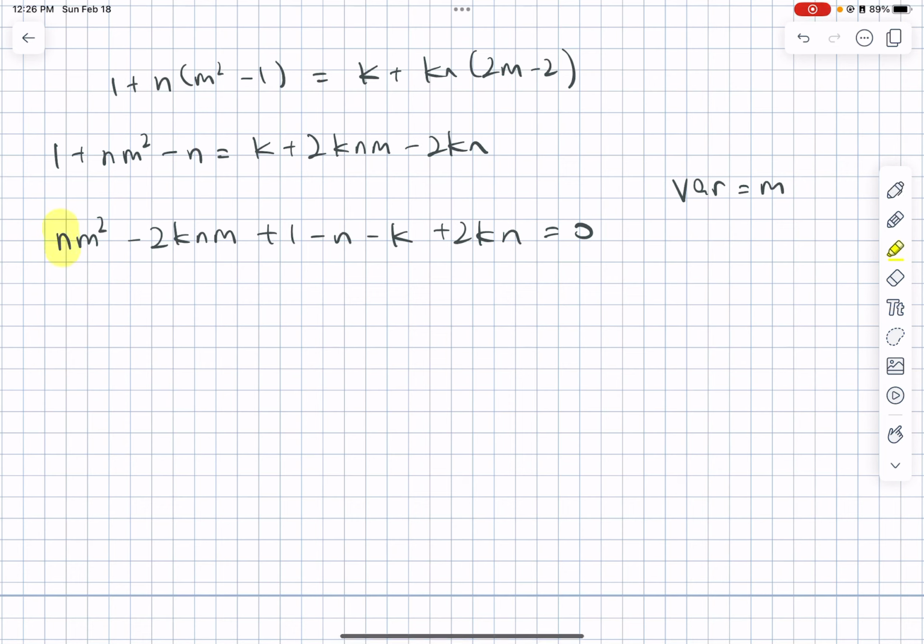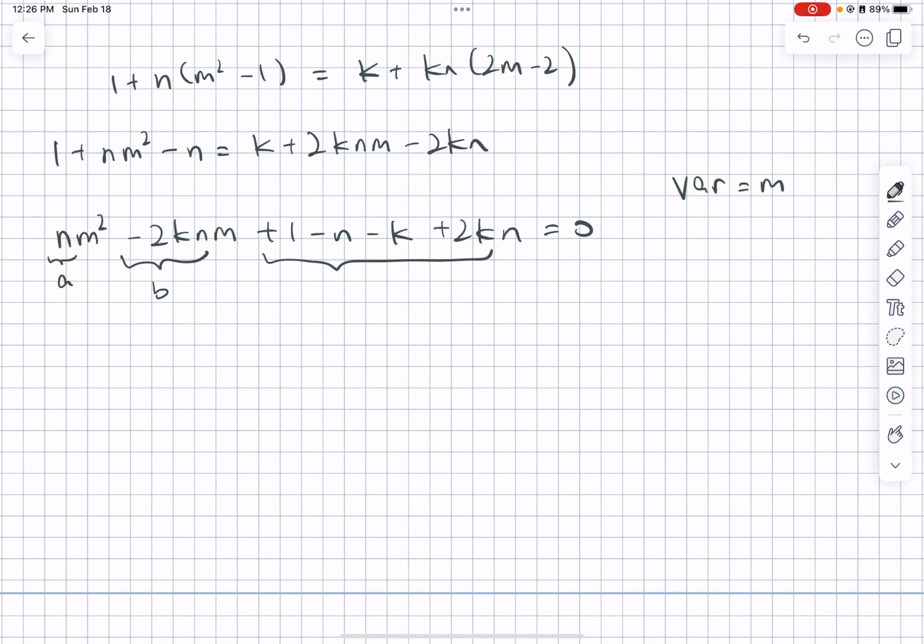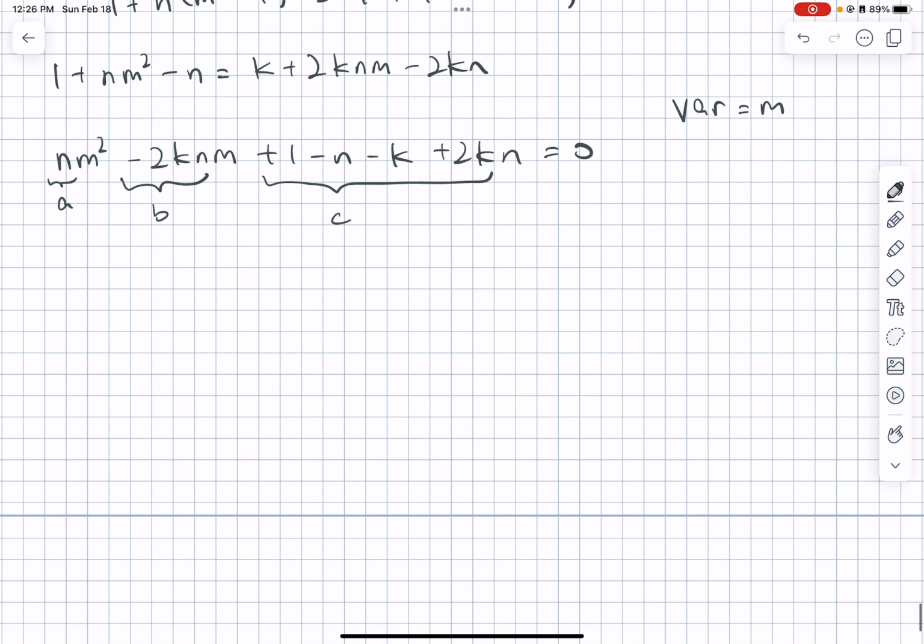So we're going to have n. These are the constants here. This term is going to be a. This term is going to be b. And this term here is going to be c, the constant. This is the way we write the quadratic formula, am squared plus bm plus c. In the quadratic formula, it's going to be negative b plus or minus the square root of b squared minus 4ac, over 2a.